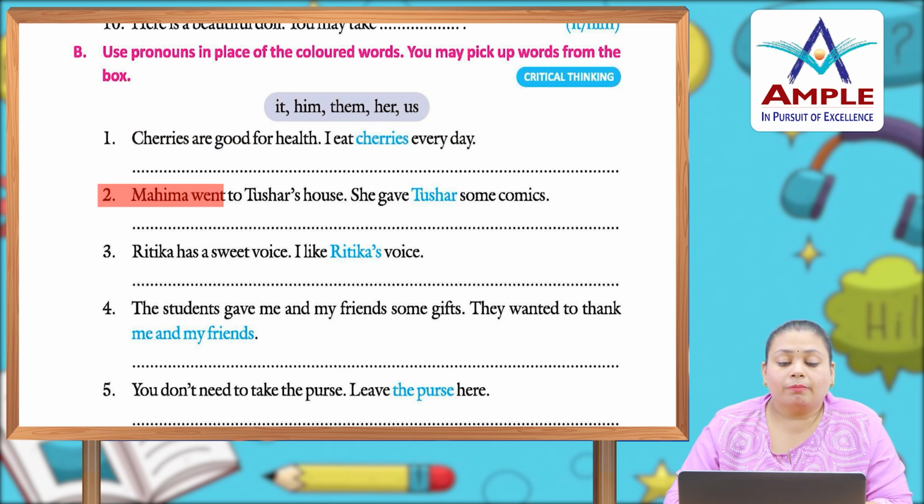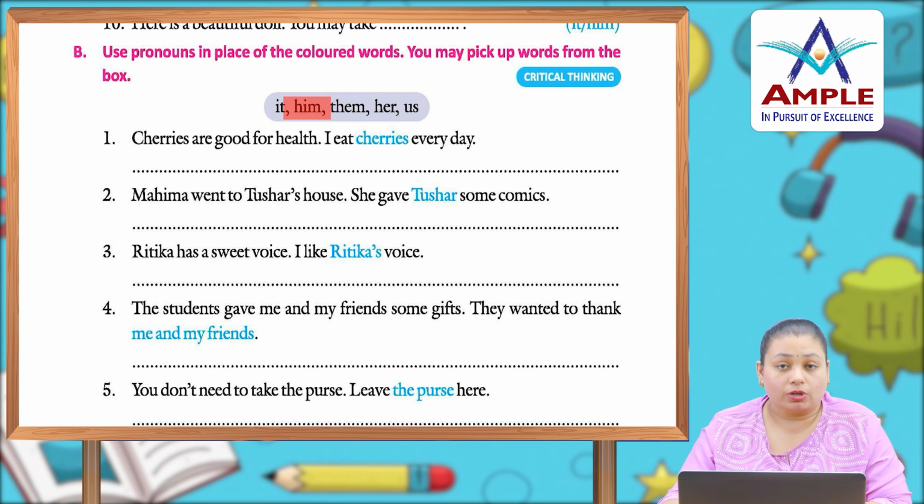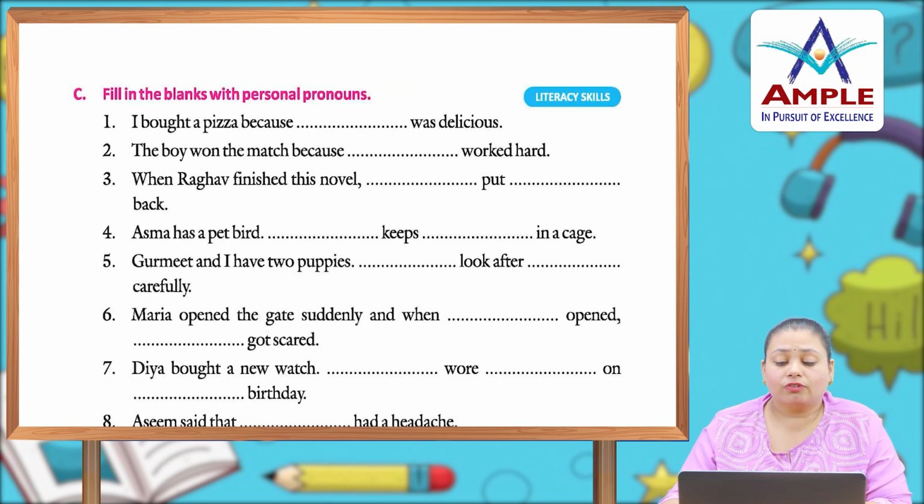Okay. Number 2. Mahima went to Tushar's house. She gave Tushar some comics. Mahima went to Tushar's house and she gave him some comics. Okay. So this is how you can change or pick a particular pronoun to change these words. Now do the rest of the part on your own. And moving to the next, C, fill in the blanks with personal pronouns.